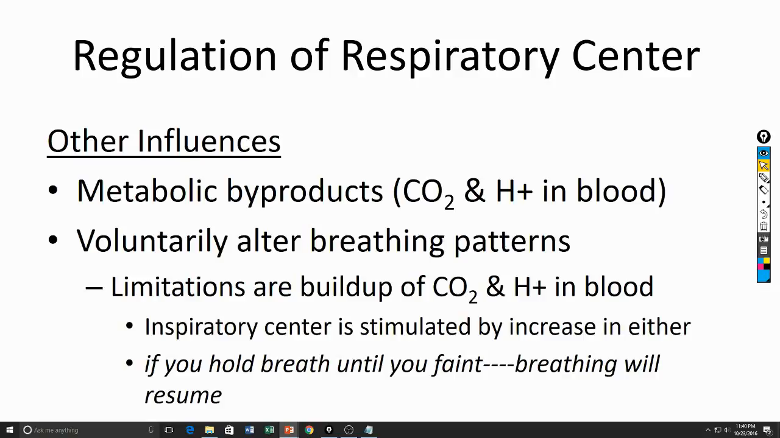Now the limitations of this are back with the metabolic byproducts. If you have too much CO2 or hydrogen, that will supersede your decision to voluntarily breathe in most people. Okay, I say most people because there's that classic example of a misbehaving kid who says, "Oh, I'm gonna hold my breath until I die," to their parent, and some parents will go, "Oh no, Timmy."